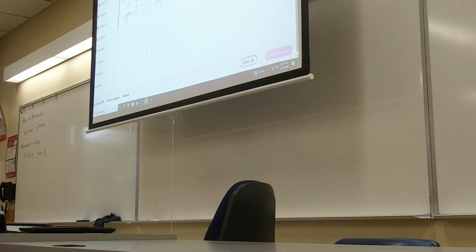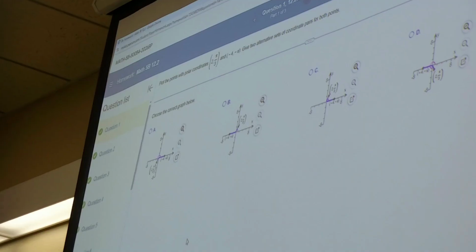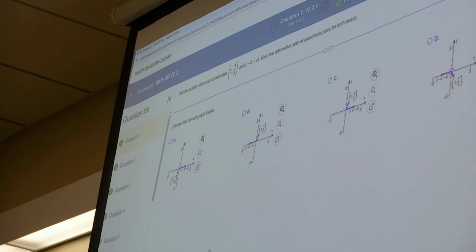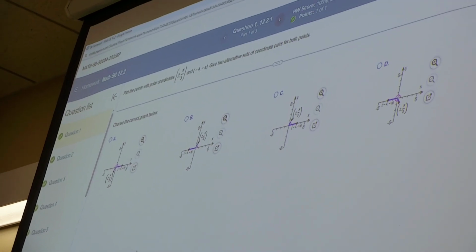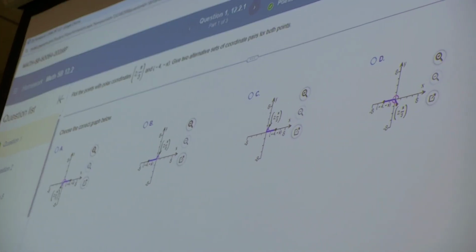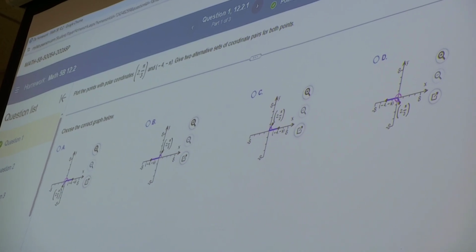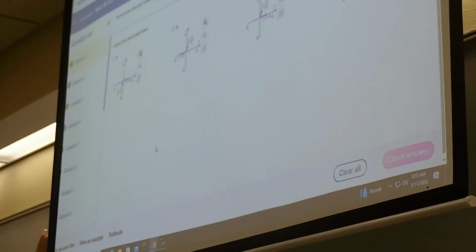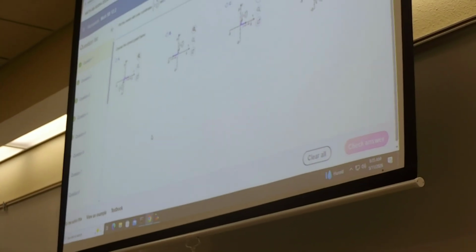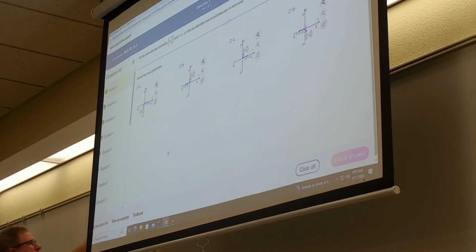It says, plot the points with polar coordinates 2 pi over 3 and -4, -pi. Then give 2 alternative sets of coordinate pairs for both points. So we have 2 pi over 3 and -4, -pi.